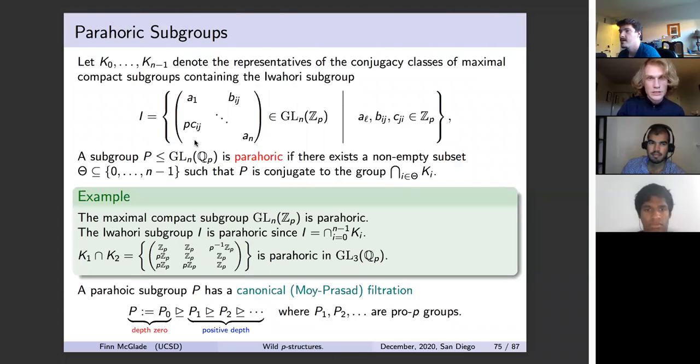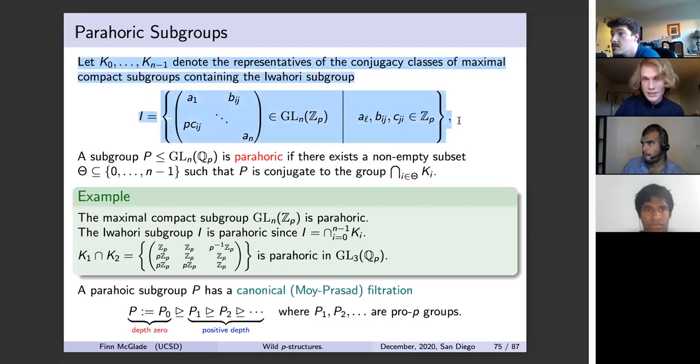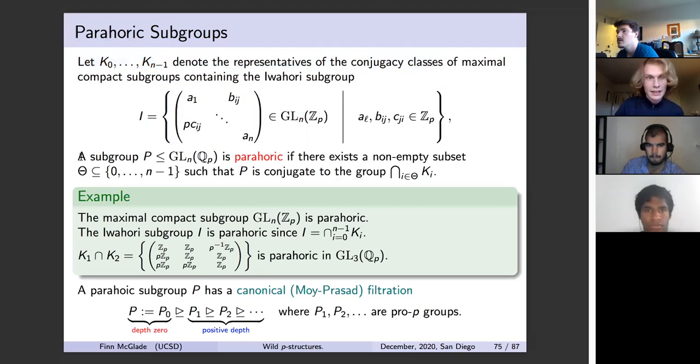So we have some compact subgroups, and we're going to use these to define a special class of subgroup in GL_n(Q_p) called parahoric subgroups. So what are parahoric subgroups? Again, I'm going to write K_0 through K_{n-1} to denote these representatives for the conjugacy classes of maximal compact subgroups containing this Iwahori. And then we have a definition. We say that a subgroup P inside GL_n(Q_p) is parahoric if there's some non-empty subset Θ of the set 0 through n-1 such that P is conjugate to an intersection of this form. So it's something that is conjugate to an intersection of the maximal compacts.